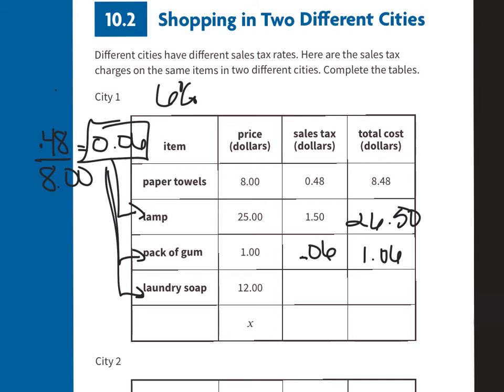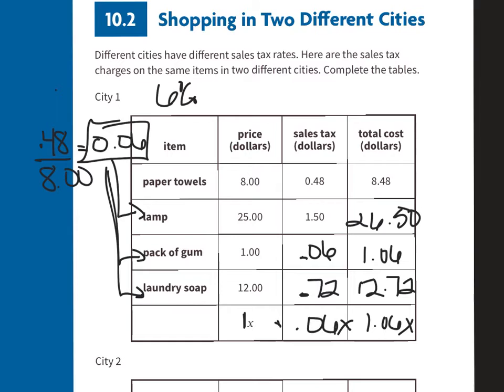12 times 0.06 is 0.72, so $12 plus 72 cents is $12.72. And then x times 0.06 is just going to be 0.06x. Now remember, we're going to add these together, right? So this is 1x plus 0.06x, so 1 plus 0.06 is 1.06x. Remember, just add up the numbers because they both have an x with them. We can add them up, and then we just put the x at the end. Okay, so there's city number 1.